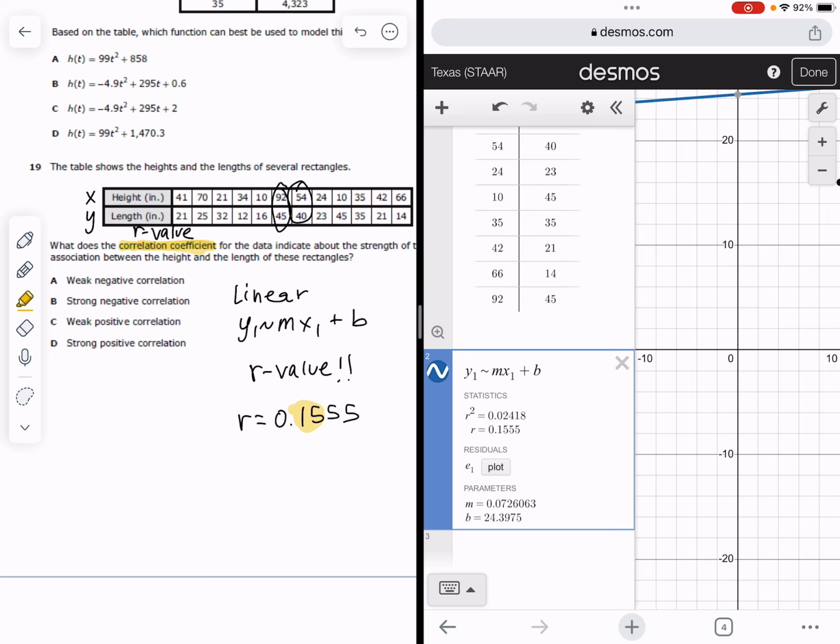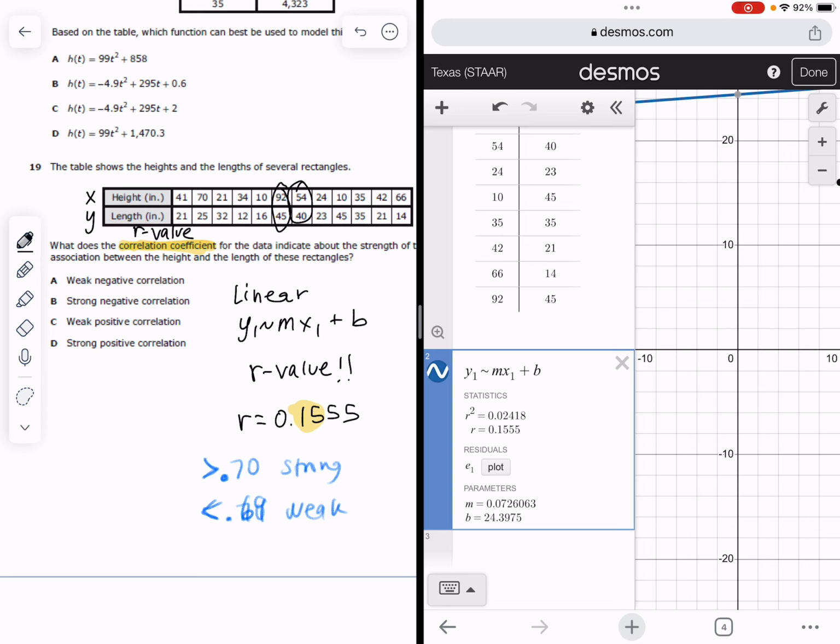And so if that number is bigger than 70, treat it like a test score. If it's bigger than 70, it's strong. If it's less than 70, it's weak. It's like failing a test. And so if you see anything below a 70, it's weak. If you see anything above a 70, it's strong. You don't care if it's positive or negative.